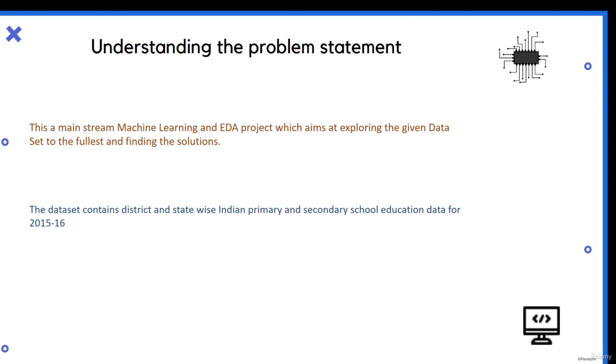Okay, this is the basic information about the dataset: it contains district and state-wise Indian primary and school education data for 2015-16. We have seen the data of 2011, around 74%. Now we have the data of 2015-16. Though it is very old data, government datasets take a lot of time because surveys are required. If you want the data of 2020, you'll have to wait a year or two to get it. So this is a basic mainstream EDA project, and we'll be getting to our conclusions at the end of our project.